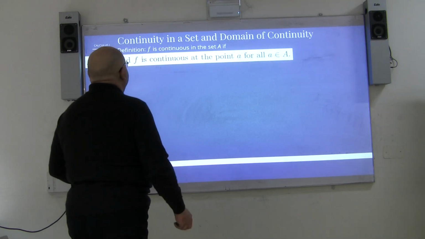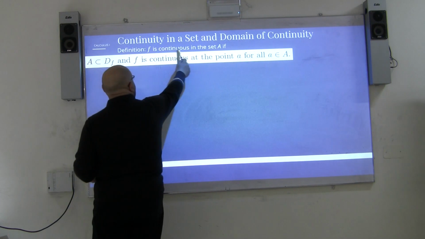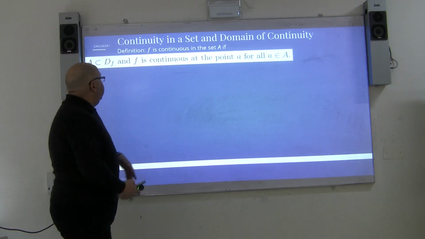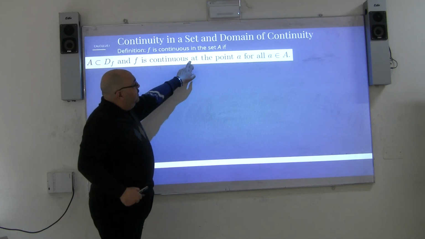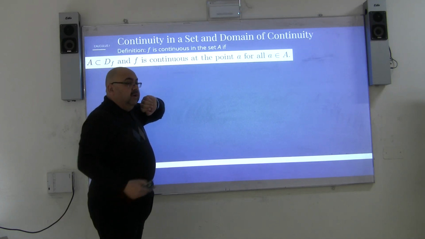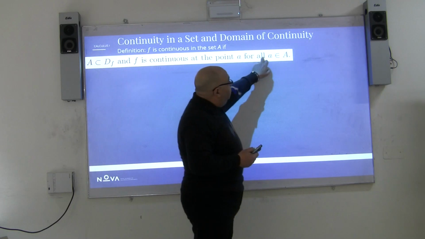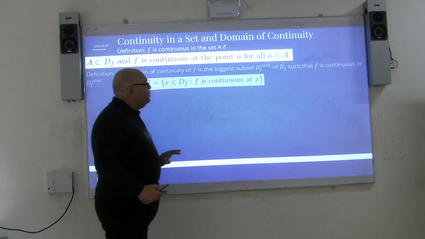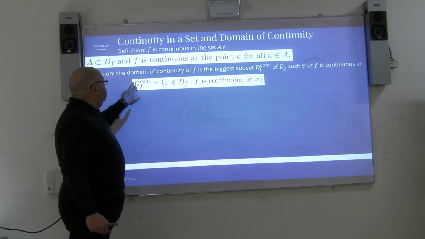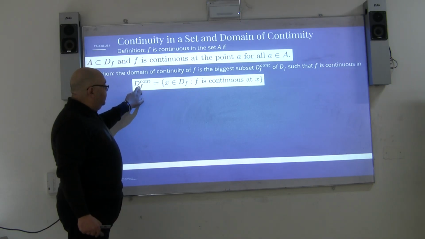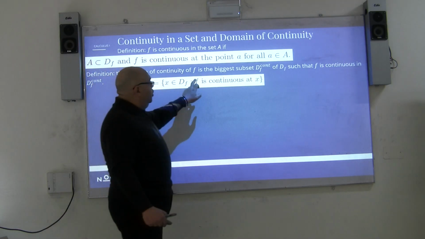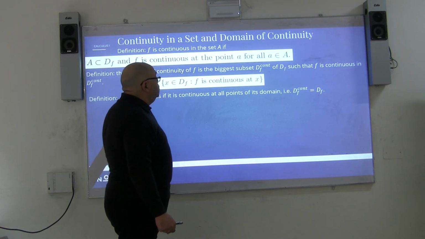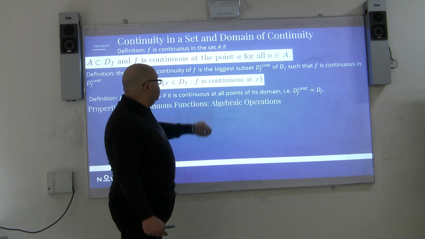So once more, definition: f is continuous in a set A if A belongs to the domain and f is continuous at the point a for all a belongs to A. عارف كلمة for all a belongs to A دي يعني عند كل البوينتس اللي inside A. ماشي؟ Okay, so the domain of continuous functions, it's x belongs to D where f is continuous at x. F is continuous if it is continuous at all points in its domain, as I told you.